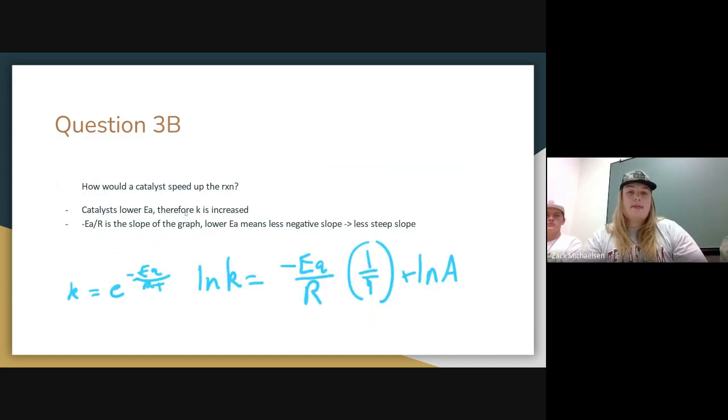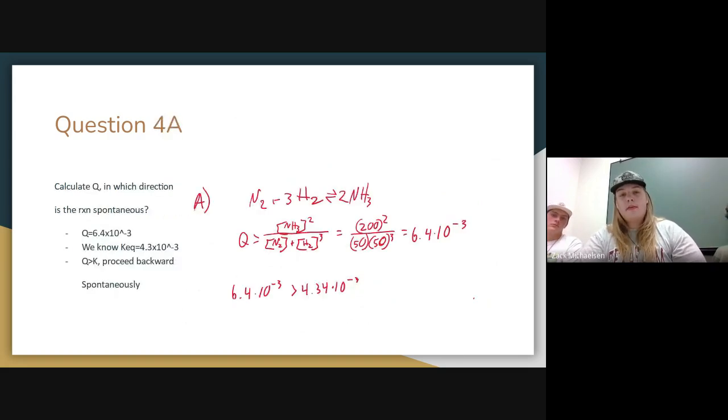A catalyst is used to speed up the reaction by lowering the activation energy and increasing the K. Negative activation energy over R is the slope of the graph, and having a lower activation energy would mean a less negative slope, or a less steep slope.